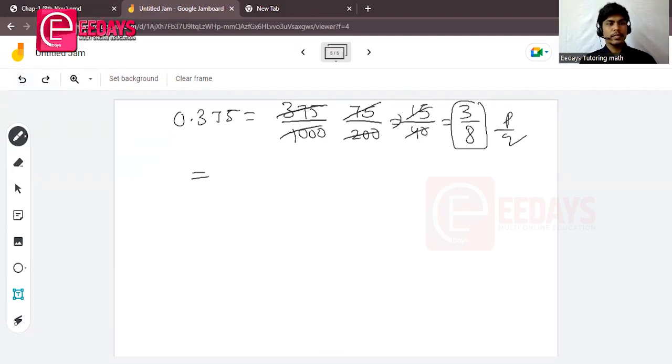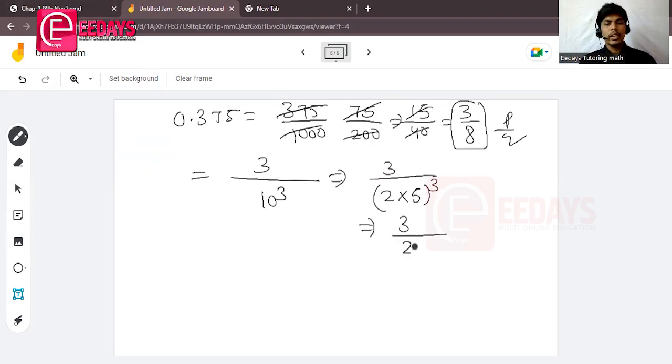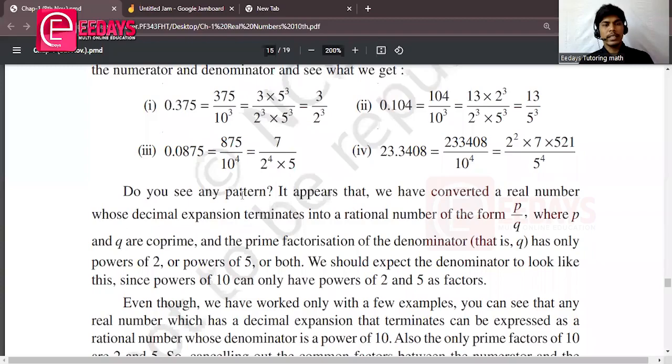Or else do one thing. Here 10 cube is there and 3 is in the numerator. Can I write 10 cube as 2 into 5 whole cube? Can I write like this? And 3 is also there. So you will get 3 over 2 cube into 5 cube. I just split like this. The denominator has 5 cube. If you multiply with 5 cube, you get 3 into 5 cube, which is 375, over 2 cube into 5 cube, which is obviously 1000. You just rewrite it like this. That is what they are saying here about the decimal expansion.